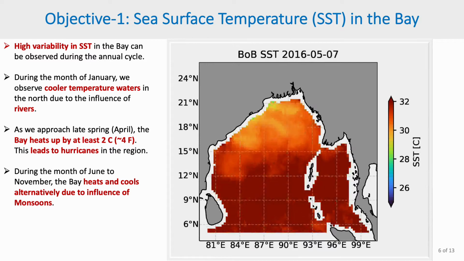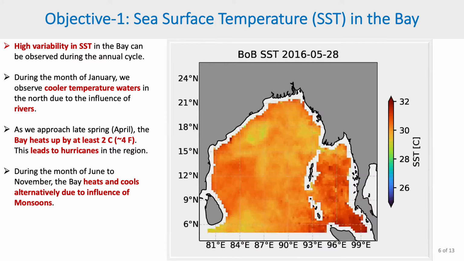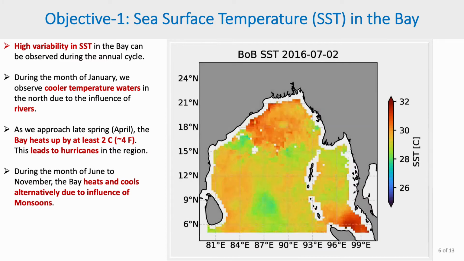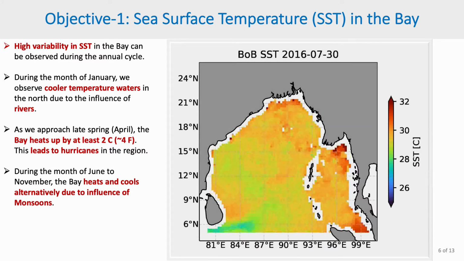The heat leads to hurricanes. This keeps going until the month of June. Between June and November, we can observe that the ocean cools and heats alternately because of the monsoon.